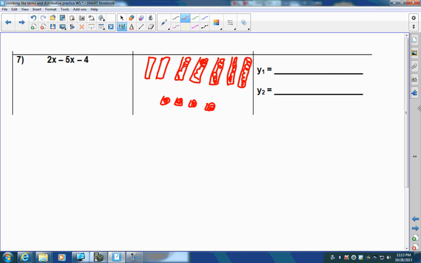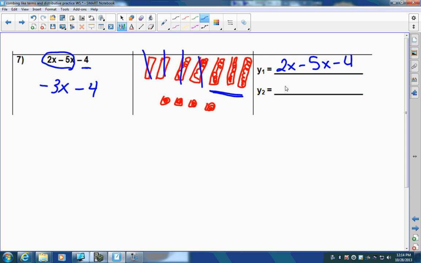Now, to simplify, look, I'm going to take this right here. 2 minus 5. What's 2 minus 5? Negative 3x. Negative 3x. Now, what I'm doing over here with the tiles is I have a positive, it takes away a negative. Positive, it takes away a negative. This is where my 3x comes from. They're right there. Then I have minus 4. There's nothing that it goes with, so it just stays as minus 4. To check it, in y1, we'd put 2x minus 5x minus 4. And in y2, negative 3x minus 4. And then press second graph.